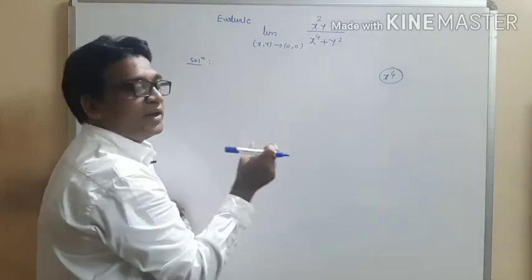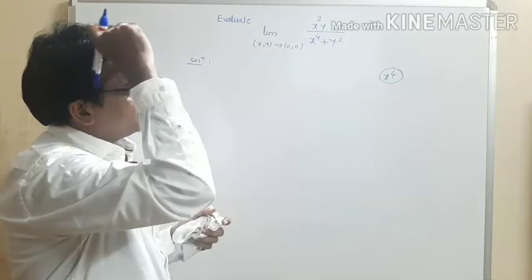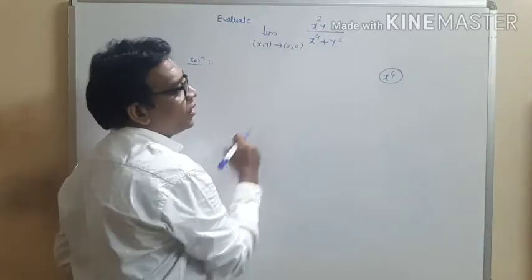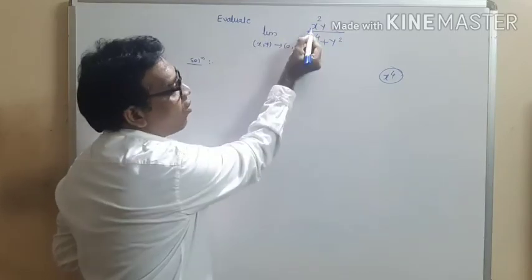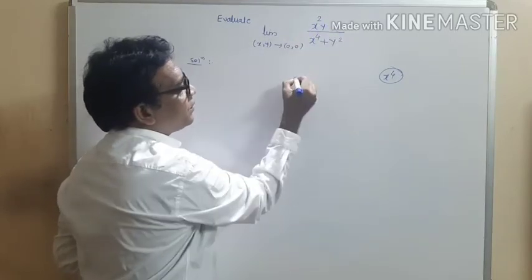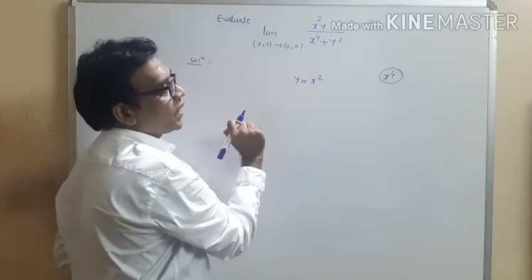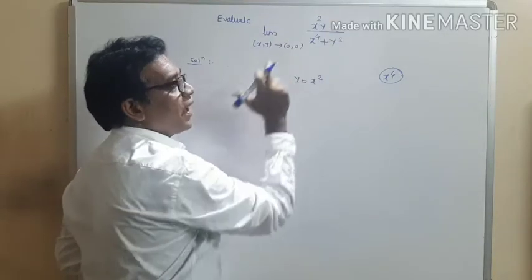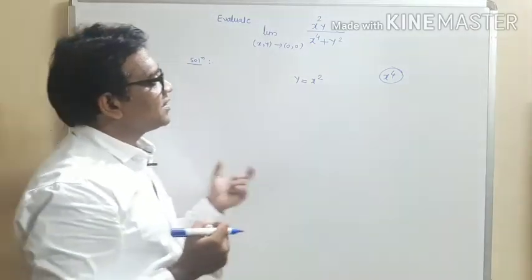See what is the technique for finding the limit, or how to select the third path. X raised to 4 is the maximum power. So adjust this x raised to 4 in numerator. Now already there is x square, that means we have to take y equal to x square. If we take y equal to x square, then x square into x square will be x raised to 4. So this is the standard technique for selecting the path.